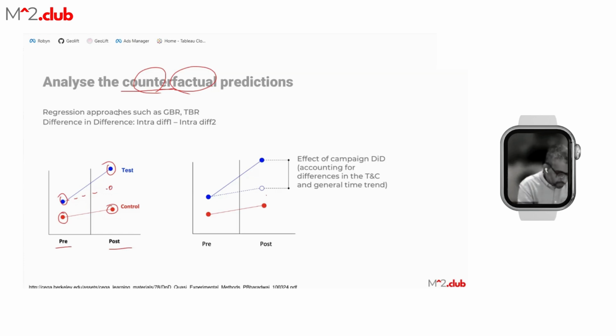The effect of the campaign, difference in difference, is accounting for the differences in the test and the control versus the general time trend. The way I call this is the intra-difference, meaning the difference within the test; there are no inter-differences between the test and the control. Intra-difference is pre minus post in the test, and there is a pre minus post in the control. Then you take the difference between them. That's going to be the difference in difference, and that's probably the way it got its name, right? So there are two different ones.